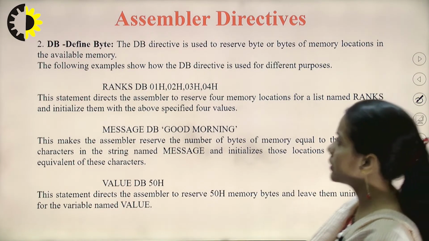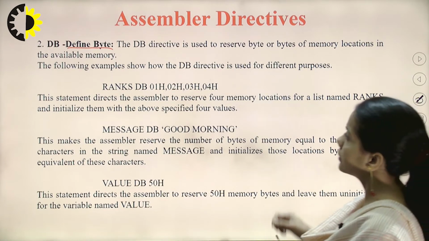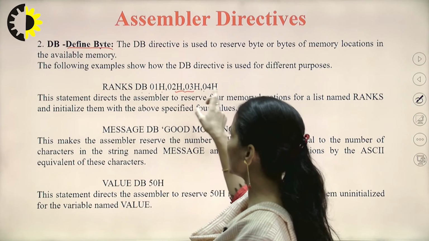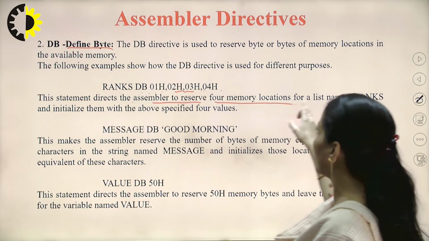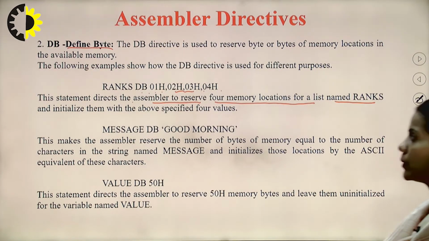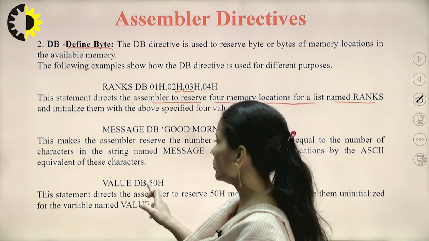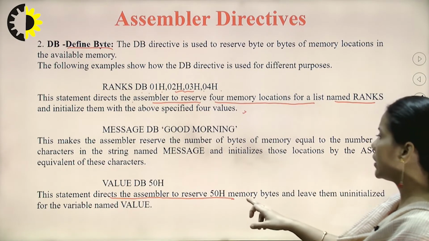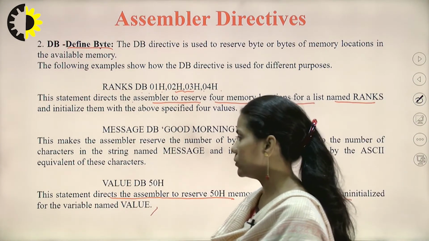Another assembler directive is define byte. It allocates memory for bytes, like ranks DB, that is define byte 01h, 02h, 03h, 04h. So this statement will direct the assembler to reserve 4 memory locations for the list named ranks and initialize them with the above specified 4 values. Another example, value DB 50h. This statement directs the assembler to reserve 50h memory bytes and leave them uninitialized for the variable named value.